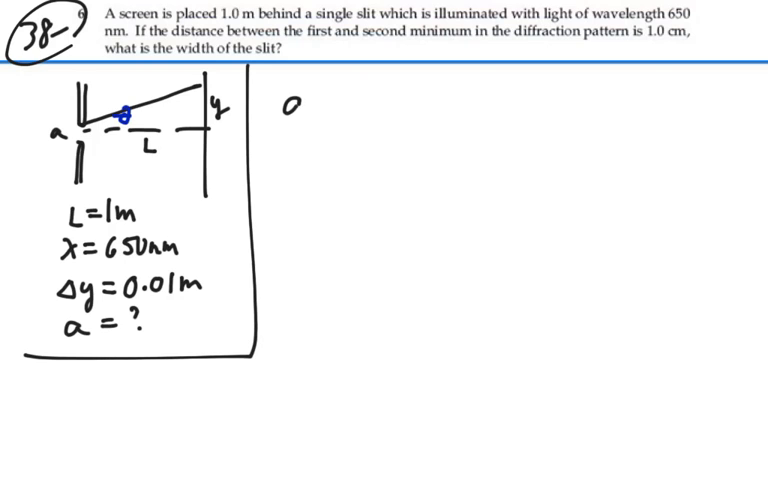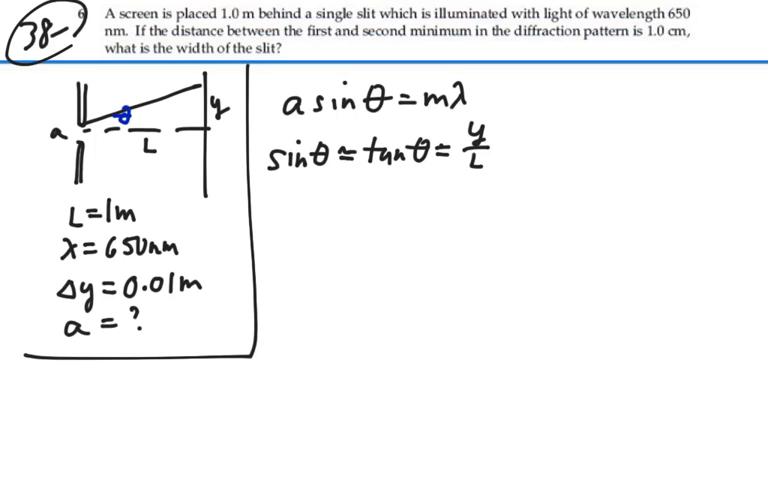We know in general that a sine theta is going to equal m lambda for the minimum order on either side, m equal to plus or minus 1, plus or minus 2, and so forth. For small angles, the sine of theta will be approximately equal to the tangent of theta. In this case, the tangent of theta is equal to y over L, if we look at that triangle there. So we really have that a times y over L equals m lambda for small angles.